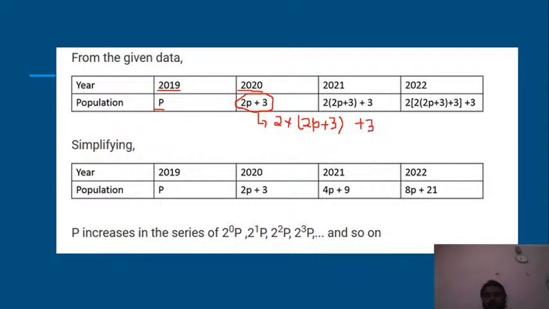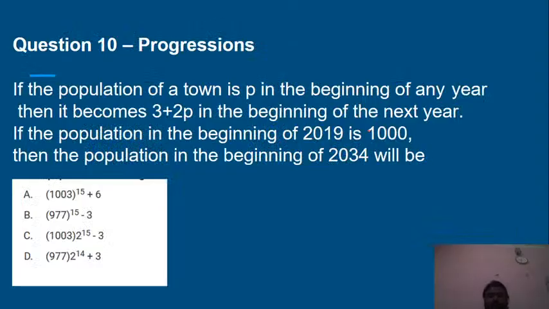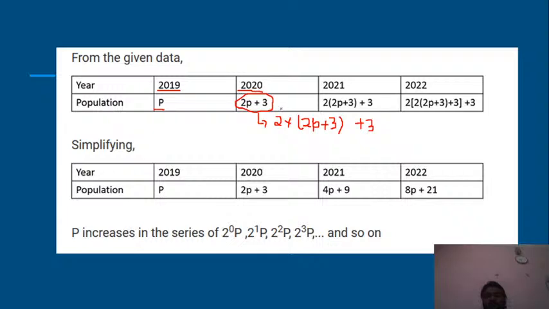And why I am using this: see the question, the population becomes 3 plus 2p, so the increase is exponential. Based on this I know that in 2021 this would be my population, then I do the same again. So now I can simplify the process. This becomes p, then 2p plus 3, then 4p plus 9, 8p plus 21, and so on and so forth. So p increases in a series. So my series is this.